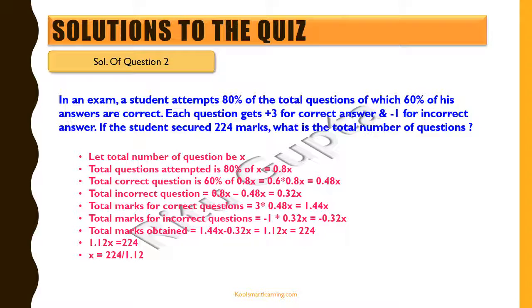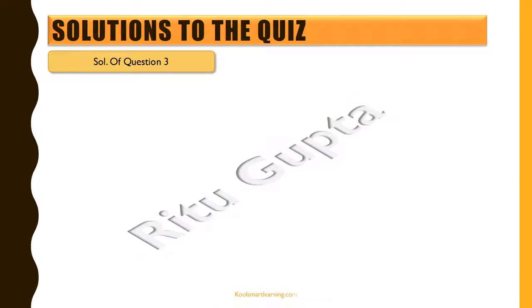So x is equal to 224 divided by 1.12, and that says that x is equal to 200. So there were total 200 questions to be attempted, out of which the student attempted 80% of the total questions. So option C is the correct answer. Let's look at the solution for question 3.